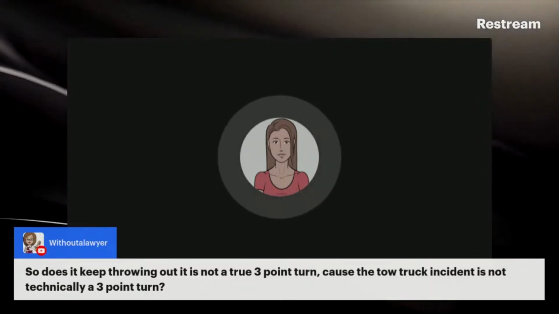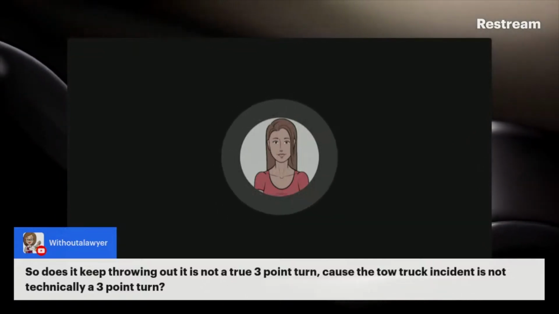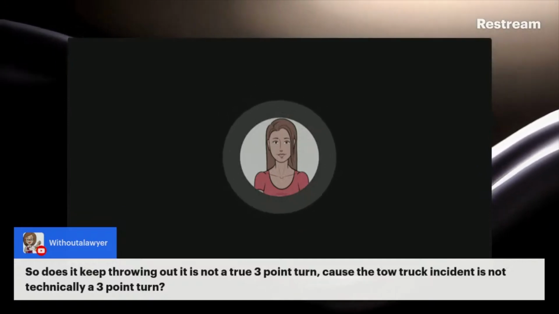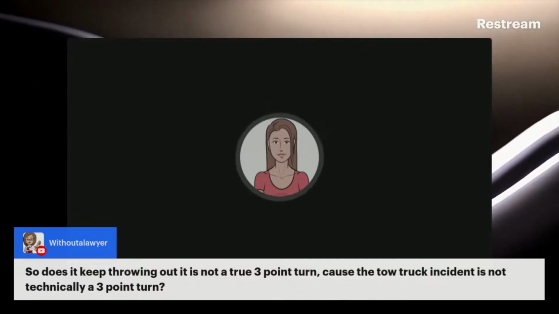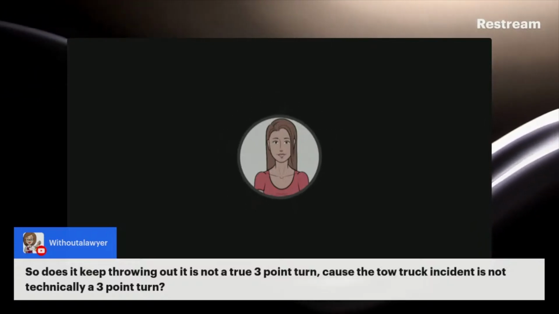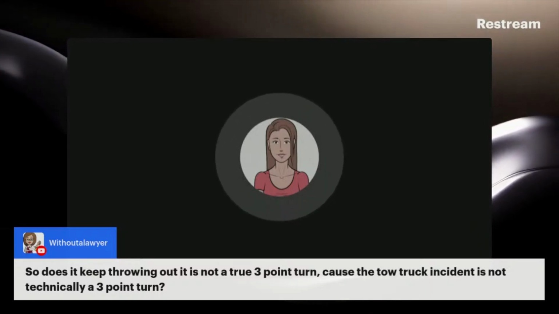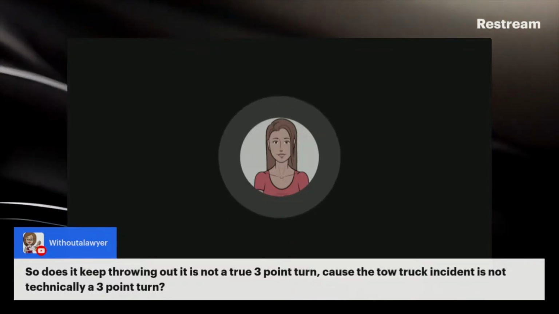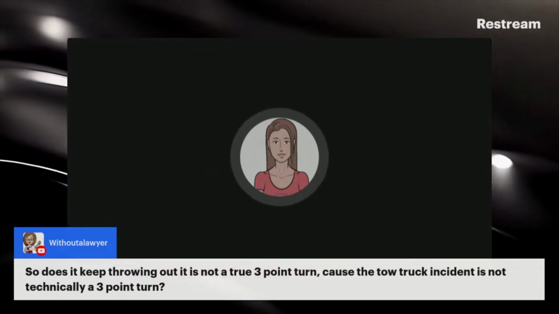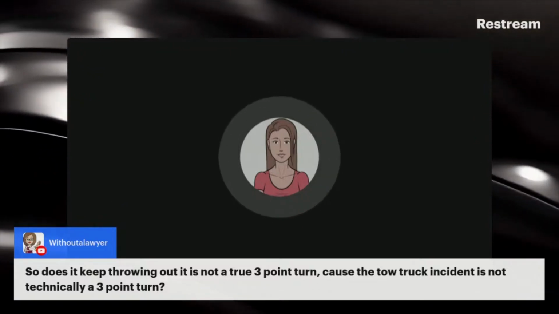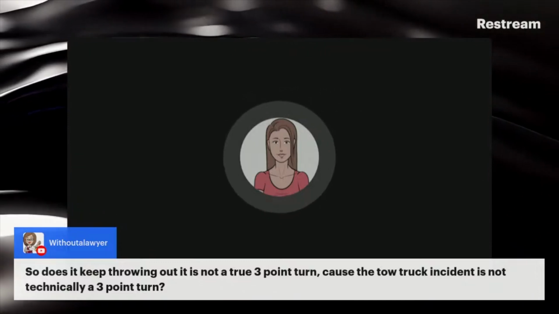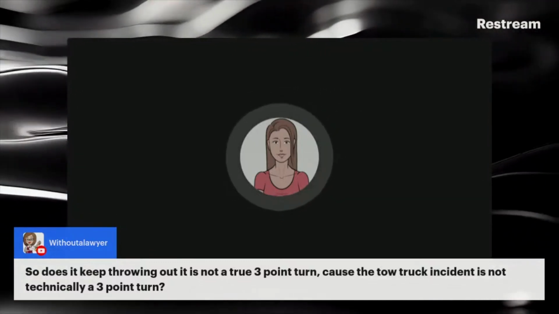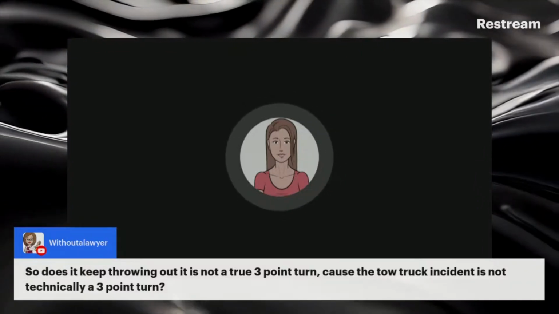Then it slipped into drive and went forwards, and then its tires weren't completely lined up, so it slipped into reverse and went backwards, and then it straightened its tires up, and then it drove up onto the truck, and then it still wasn't aligned properly, so it drove back off the truck again and realigned itself, and then it drove back on the truck again. So it doesn't match the tow truck incident, because the tow truck incident was a completely different series of events, essentially.